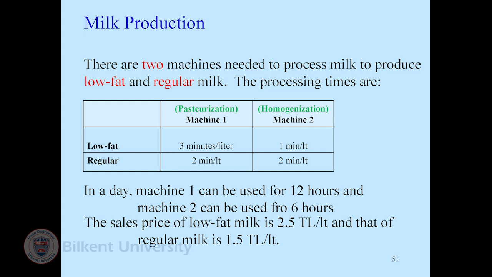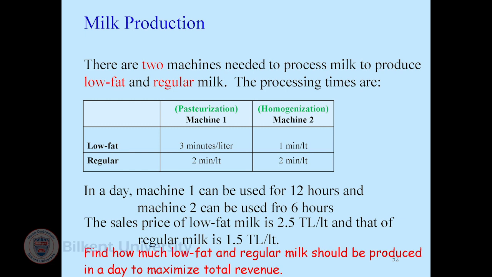If I want to maximize my sales revenue, then I come up with a performance measure, and my environment is each type of product requires different amounts of minutes in each machine, and each machine can be used only certain hours of a day or a week. Then the problem is the red line there. How much low-fat and regular milk should be produced in a day to maximize my total revenue? Okay? How much of each should I produce?